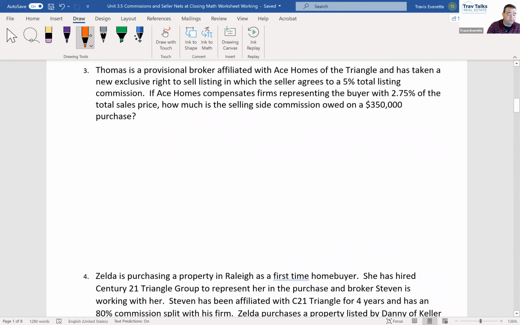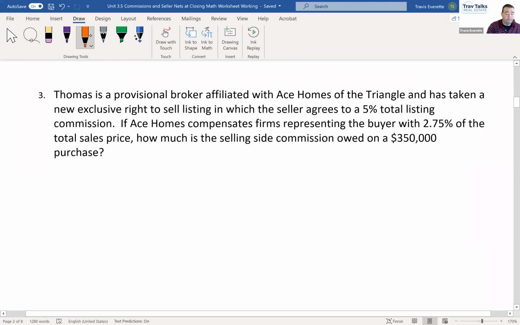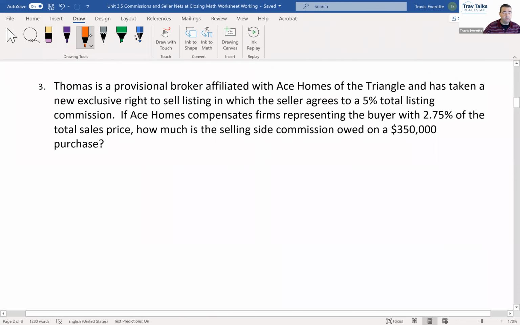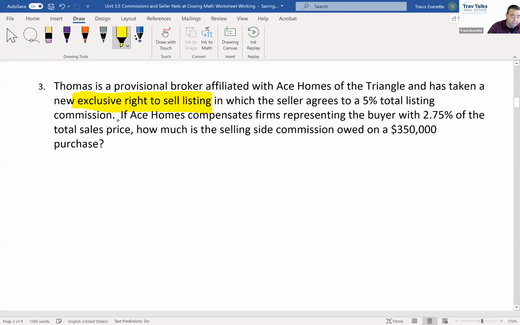All right, number 3. It says Thomas is a provisional broker affiliated with Ace Homes of the Triangle and has taken a new exclusive right to sell listing. Okay, we know that's potentially an important thing right there. So I'm just going to highlight it, exclusive right to sell listing, which means again that the listing firm is going to be paid under any circumstances where a ready, willing, and able buyer is produced. Okay, which is good for the listing firm.